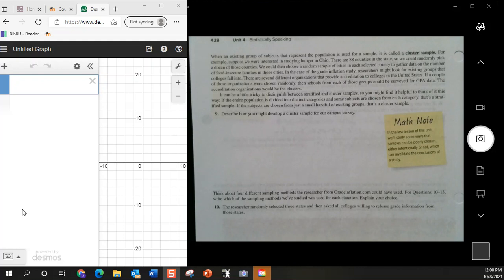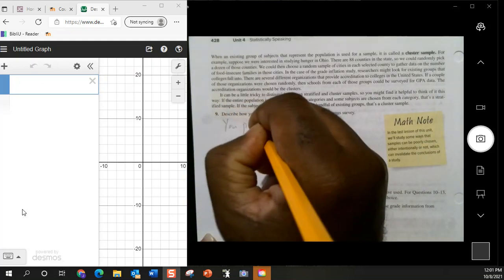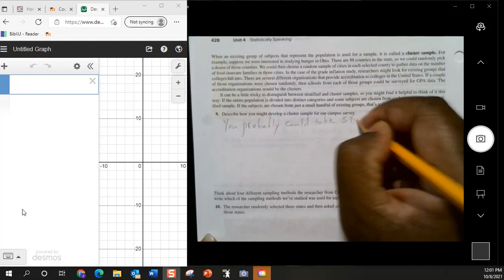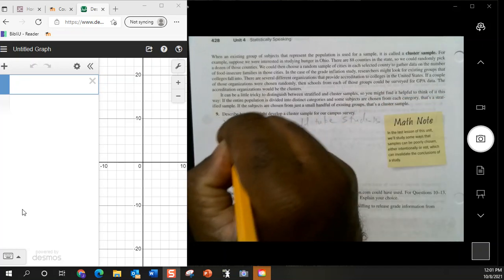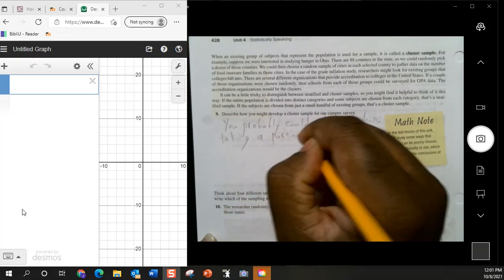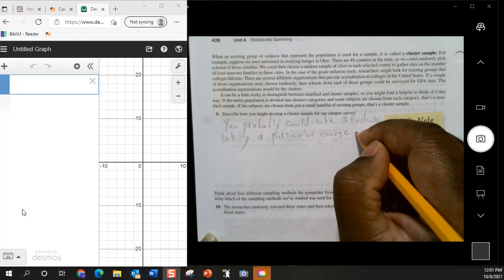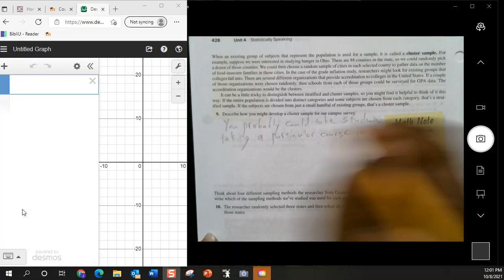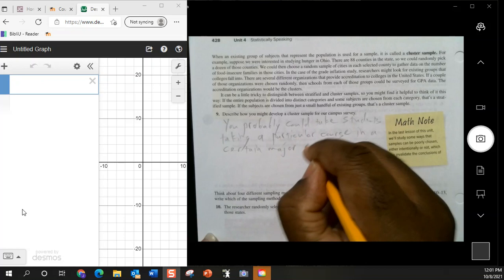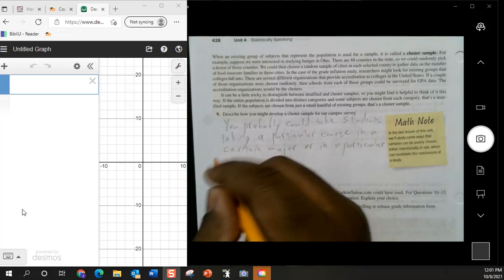Okay, you probably could take students taking a particular course, in a certain major, or in a particular student organization.